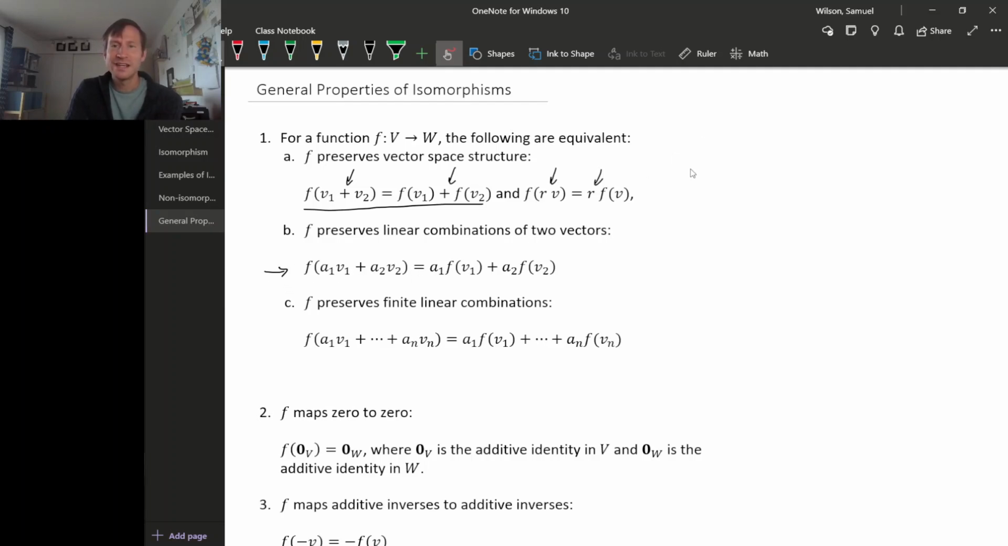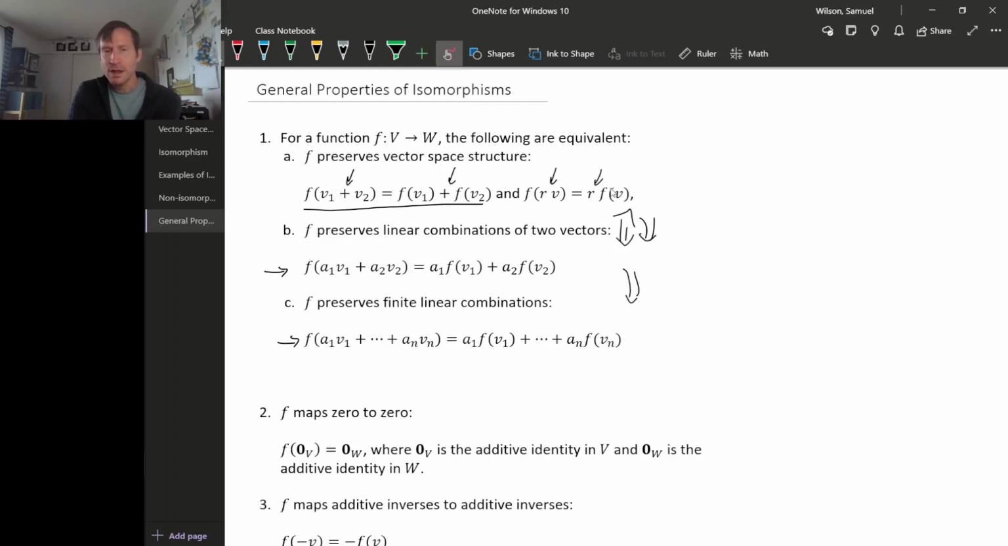And this is because, to show that these two are logically equivalent, in principle we need to show both implications, but what we'll actually do is, both of these are equivalent to this down here, which is preserving finite linear combinations. So to show that all three of these describe the same property, we can show that if you assume A, you can prove B. If you assume B, you can prove C. And if you assume C, you can prove A. So then we have this cycle of implication that can get us anywhere between these three.